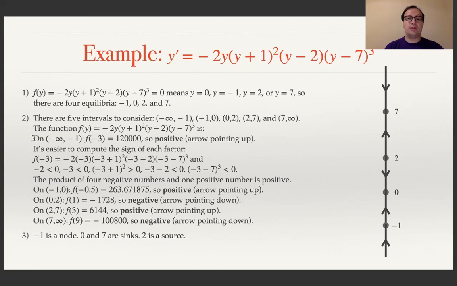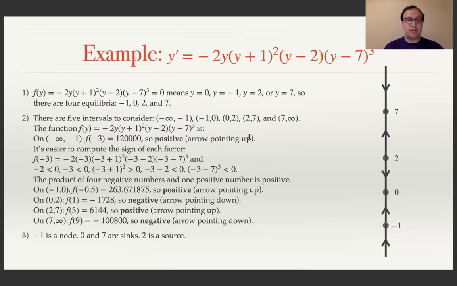And we can again do this by giving values. For example, on the interval minus infinity to minus 1, let's pick y equal to minus 3, and find out the sign of f at minus 3. f of minus 3 is equal to 120,000, which is a positive number, so the arrow is pointing up.